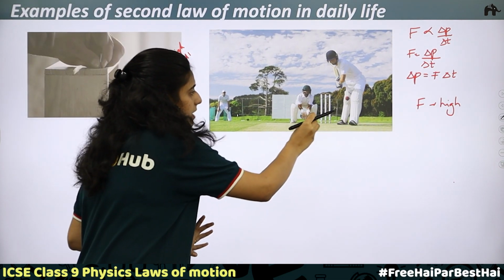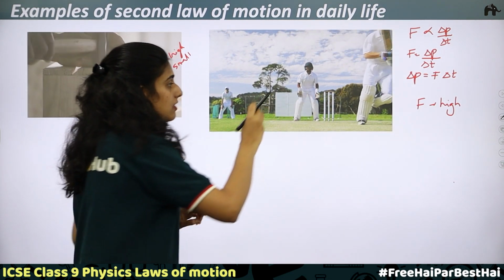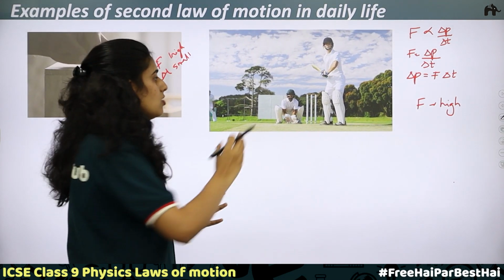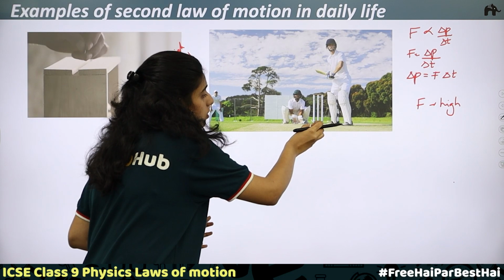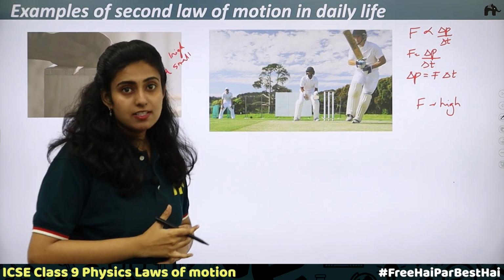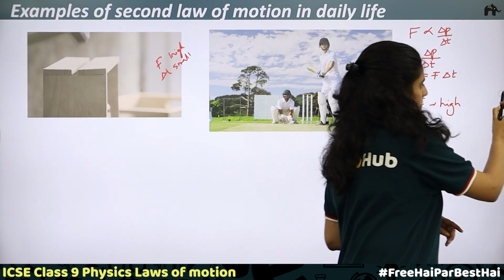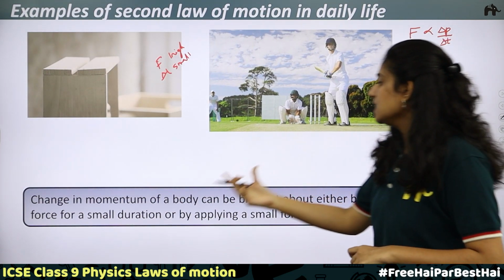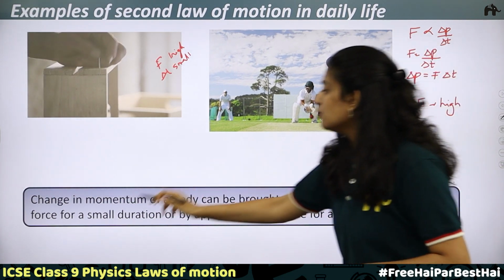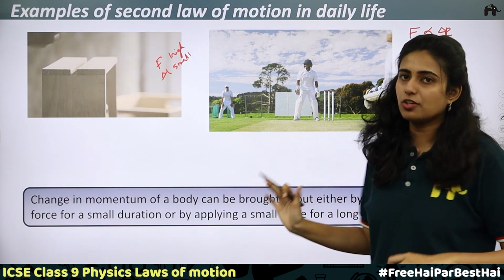If the same cricketer is applying a small force for a large time interval, what happens? He won't be able to move the ball for a longer distance. That is, the ball cannot gain greater velocity, which means the momentum change will be small. So change in momentum of a body can be brought about either by applying a large force for a small duration or by applying a small force for a long duration.